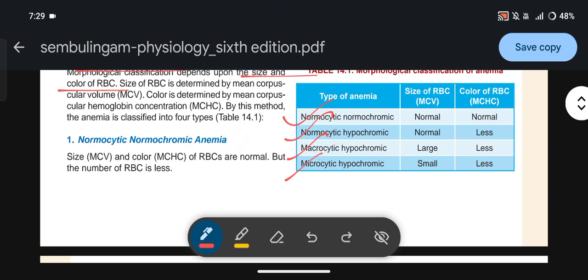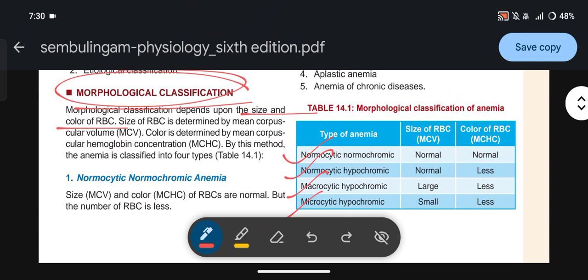One is normocytic normochromic. In case of this, the size of RBC is normal and color of RBC is also normal. Number two, normocytic hypochromic. That is, in case of size it is normal, but in case of color it is less colored. Then macrocytic hypochromic. In case of this, the size is large and the color is less. And microcytic hypochromic, the size is small and the color is also less. These are the major four classifications. Out of this, you can also find another classification.